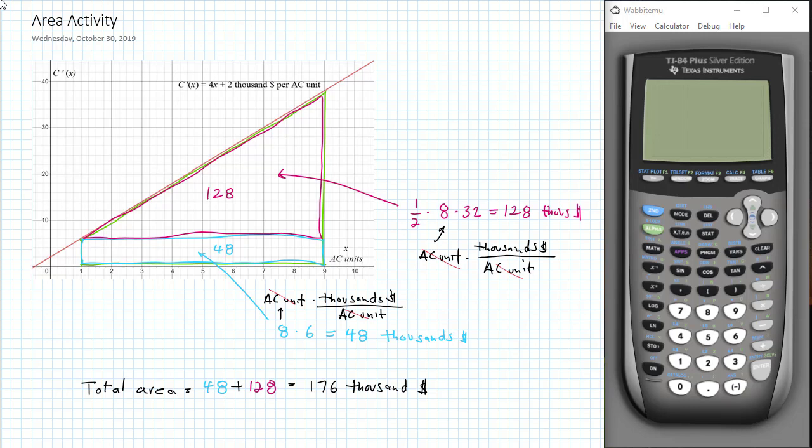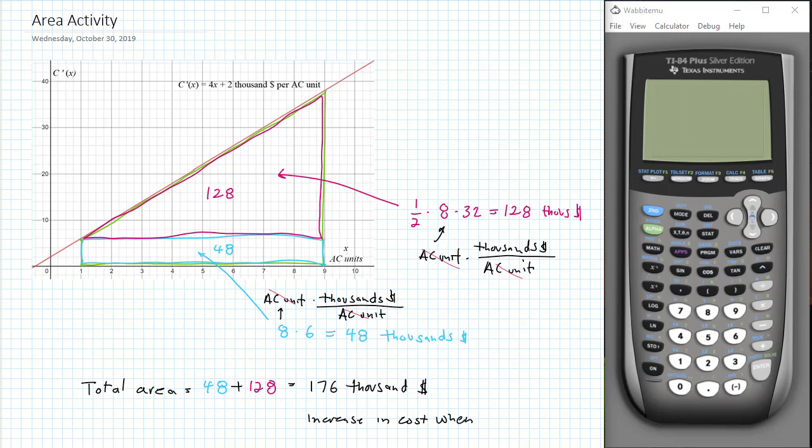So what's interesting about this is that the marginal cost function here is in thousands of dollars per AC unit, but the cost function should just be in thousands of dollars, and that's what we just got. And in fact, this $176,000 does have something to do with cost. What it is, if we increase our production from 1 to 9 AC units, this is the amount that our costs will rise.